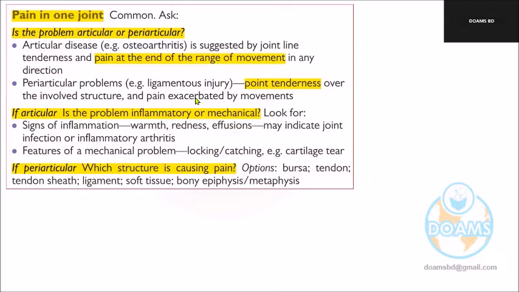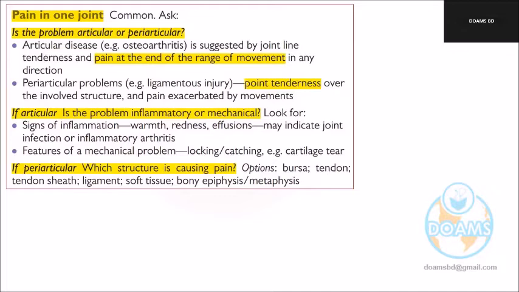But you already know that pain will be exacerbated by movements even in articular disease also. But by gentle movement, pain will be relieved. So there is some critical matter to be understood. And in general, in joint disease, pain at the end of the range of motion is important. Remember, in the periarticular problem, pain is exacerbated by movements throughout the range of movement.